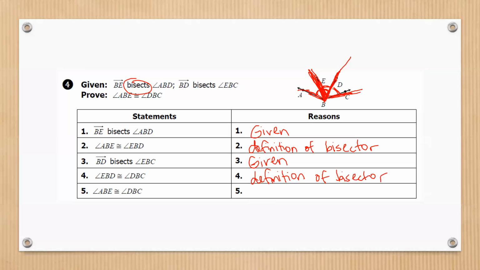So then why would angle ABE be congruent to angle DBC? Okay, well, I'm going to look right here at step 2 and step 4. Look, angle EBD is a common, right? Angle ABE is congruent to EBD, and EBD is congruent to DBC. So therefore, angle ABE has to be equal to DBC. This is very much like our law of syllogism, but we don't use that for equations. For equations, we call it the transitive property. And there it is.